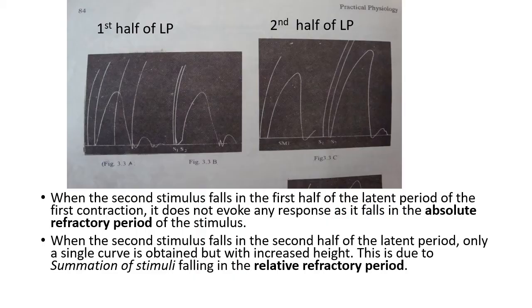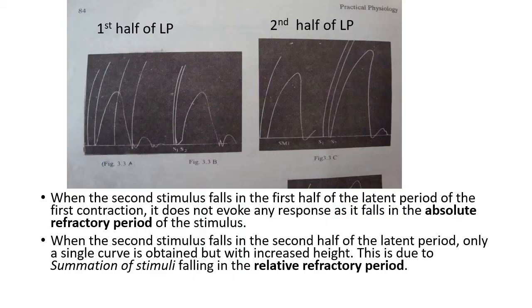There is no change. Reason is because the second stimulus fell during the first half of the latent period, which is absolute refractory period of the first stimulus. So we won't get any response. Got it? Now the right side graph, figure 3.3c. Even in this graph, you can see the SMC, simple muscle curve or simple muscle twitch. This is just for the reference or for the comparison. And then you can see S1 and S2.